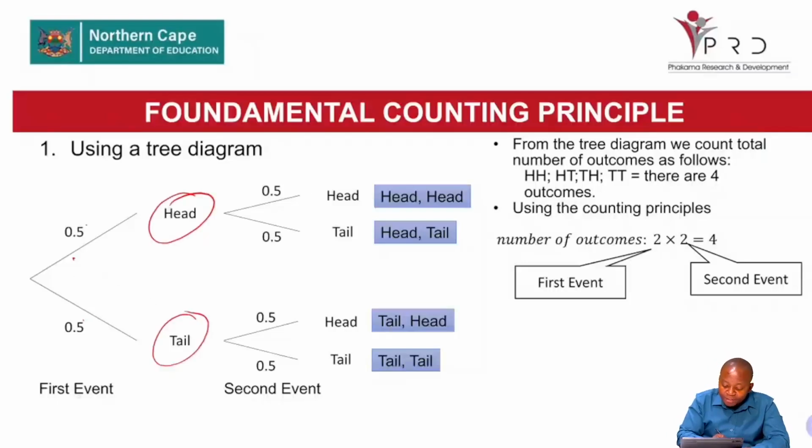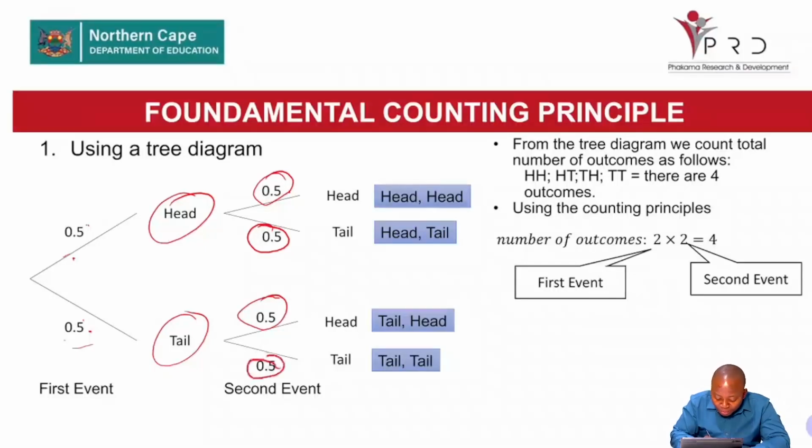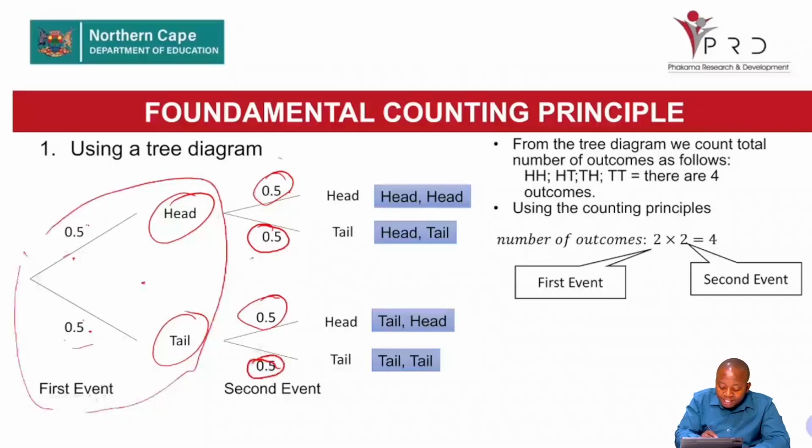So there's a 0.5 chance of getting a head and 0.5 of getting a tail. In the second event, we can have 0.5 of getting a head again and 0.5 of getting a tail, and likewise after the tail, 0.5 of getting a head and 0.5 of getting a tail. So we are going to have 2 events in this case. The first event is when we flip the coin the first time, and when we flip it the second time, these are the outcomes of the second event.